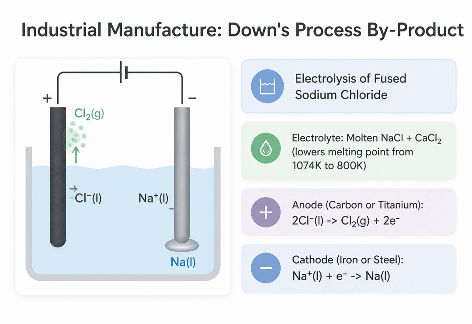Chlorine is also obtained industrially as a major byproduct of the Downs process, which is primarily used to extract sodium metal. Here, molten sodium chloride is electrolyzed. Calcium chloride is added to the mixture to significantly lower the melting point from 1074 Kelvin down to 800 Kelvin, saving a massive amount of energy. During electrolysis, pure chlorine gas bubbles off at the anode, making this a highly valuable dual-purpose industrial process.